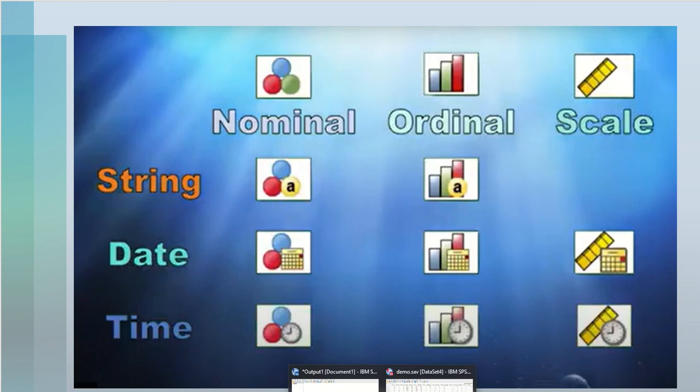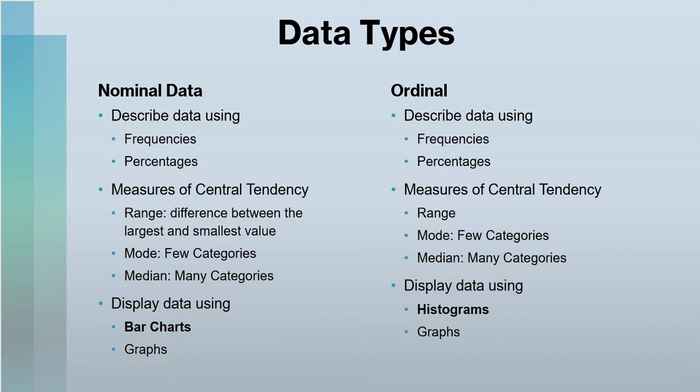Okay, so if we're looking into how we would maybe describe each of these types of data for categorical data, we would usually use frequencies and percentages. And we use measures of central tendency, of range, mode if you have only a few categories, median if you have a lot of categories. And we usually like to display the data using, if you have nominal data, bar charts and graphs. And if you have ordinal data, you use histograms. And we'll show you the difference here.